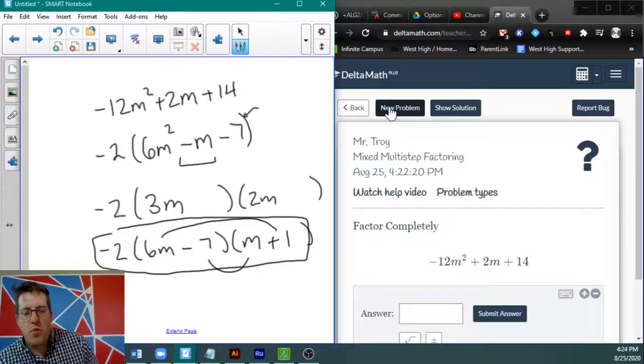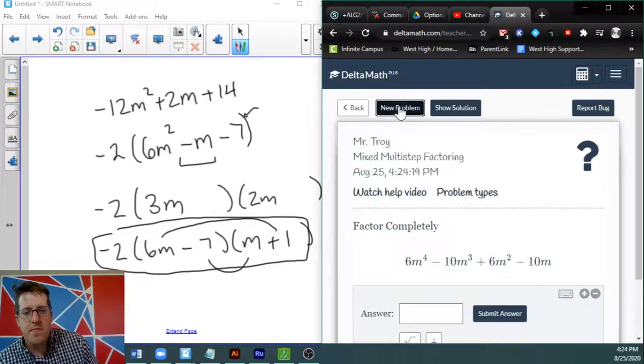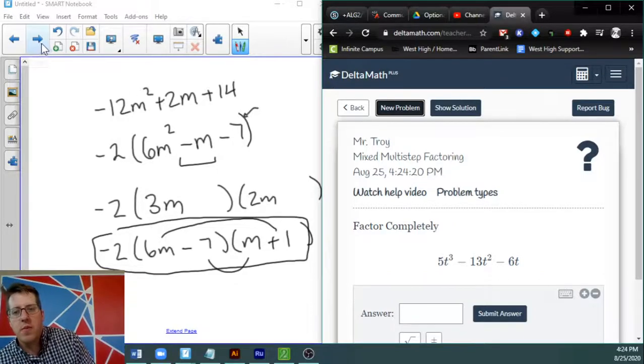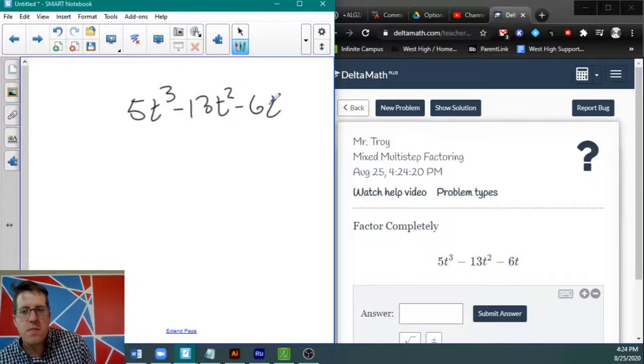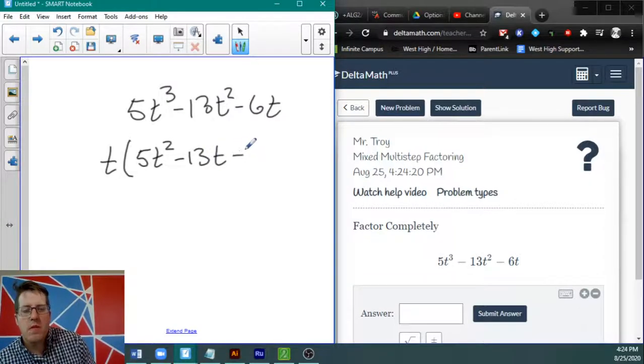Okay, I'll do one more because we're going to do that in a later unit. So let's find a good one. Okay, this is a little bit better of an example. So 5t cubed minus 13t squared minus 6t. I'm going to factor out the t, and I'm going to get 5t squared minus 13t minus 6.